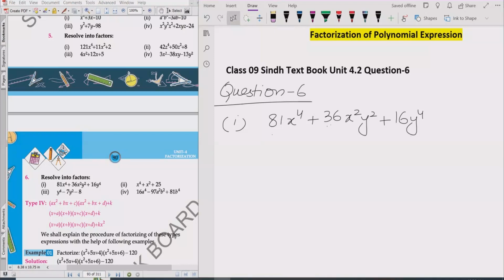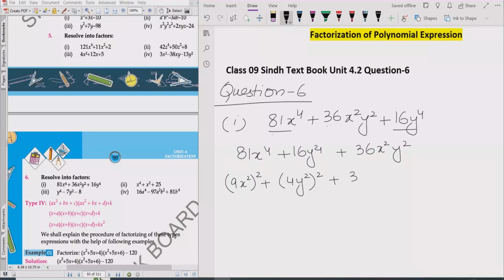So first we will start with part 1. Part 1 is 81x^4 + 16y^4. You can see this can make the square of the term. First we will arrange these terms like 81x^4 plus 16y^4, and now we have this term 36x^2y^2. Now we will write this term as (9x^2)^2 plus (4y^2)^2, right? So to make a perfect square of this term, we have to add or subtract a few terms here.